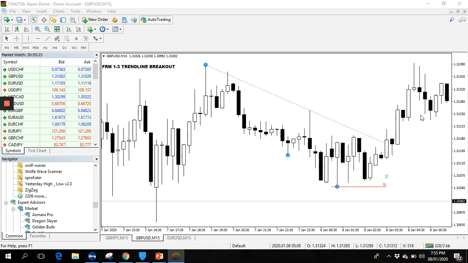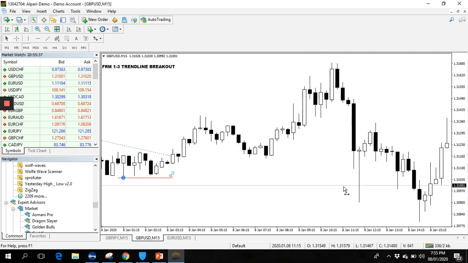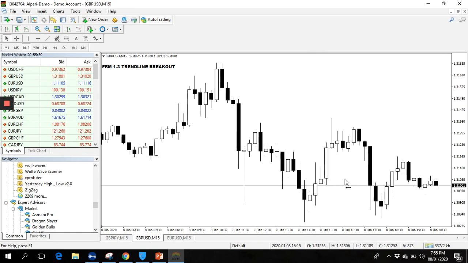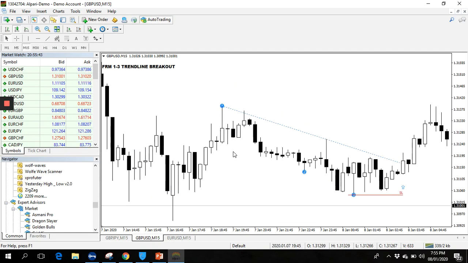And the good thing about this pattern is, though sometimes you might get a false breakout, the risk is usually minimal. It's usually very low compared to your profit. So if you get a fake pattern at one point, you might probably recover it in the next. Let's look at some pattern forms on this chart.